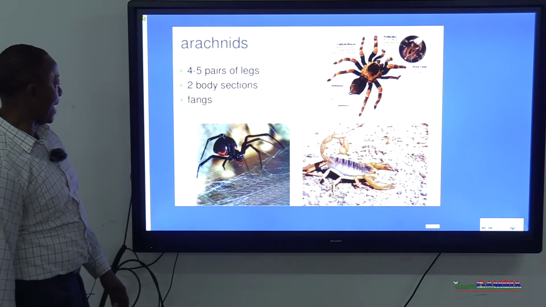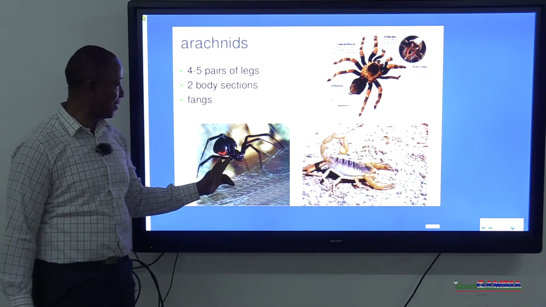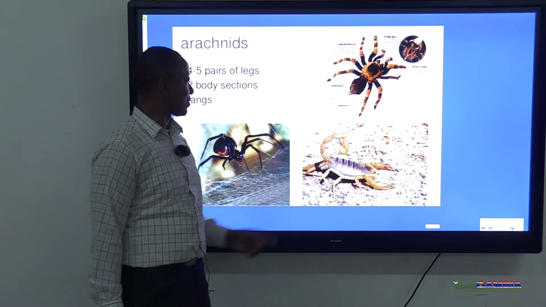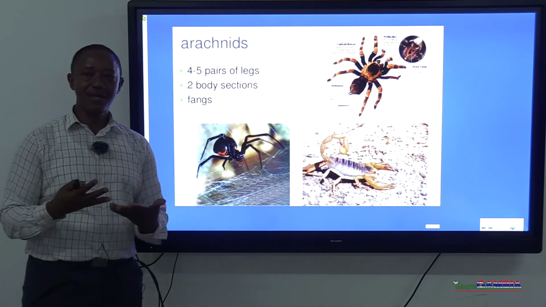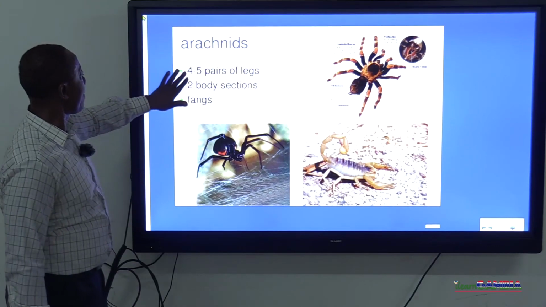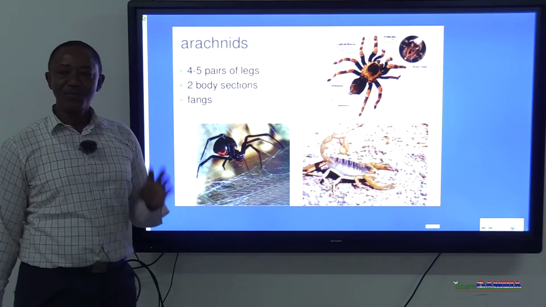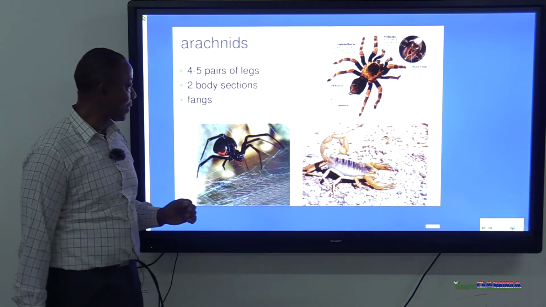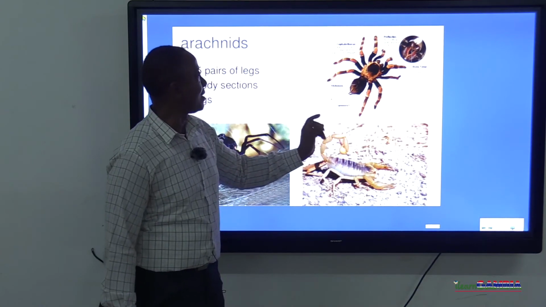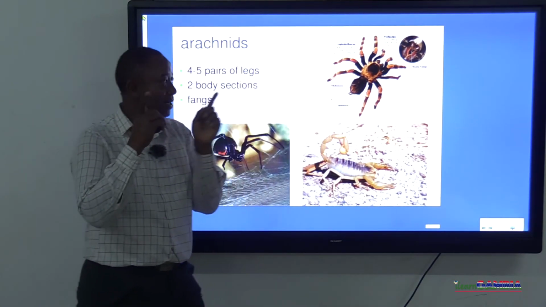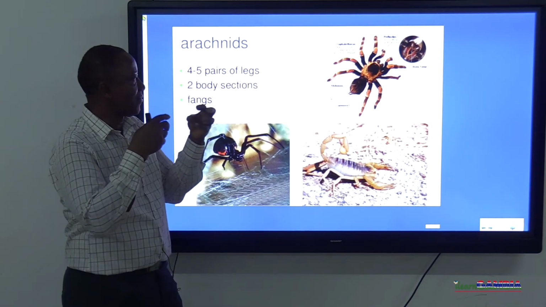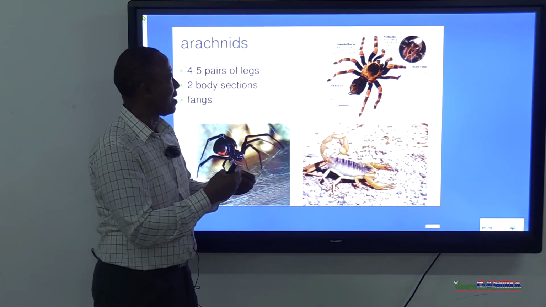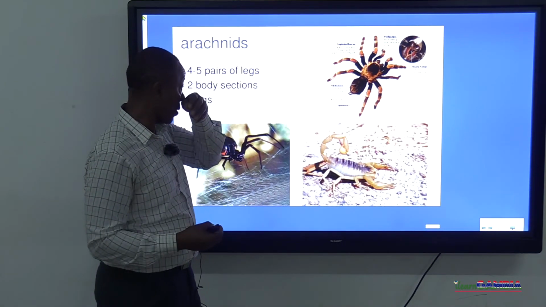The next group are the arachnids. The spider is very common in the home, but it's the same family as the scorpion. So the scorpion and the spider are in the same family in the sense that they have 4 to 5 pairs of legs. The majority of them actually have 4 pairs, because in some of them, the 5th pair is now modified into something for the senses, for grasping. Sometimes they are involved in the reproductive process.